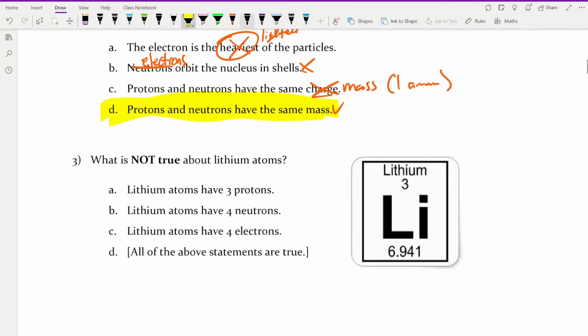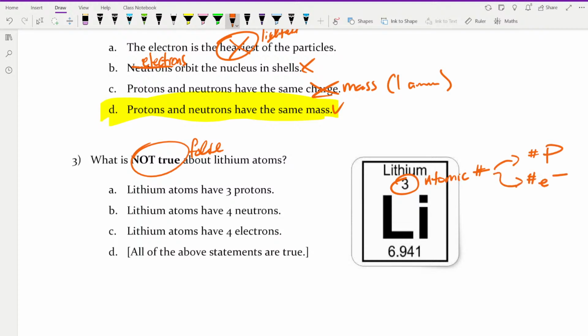What is not true? So again, we're looking for a false statement. So let's look. Lithium has 3 protons. Well, that's the atomic number, and the atomic number is the number of protons. And it will tell you the number of electrons. And then we use this number, which rounds to 7. We know that 7 must be made of the 3 protons and however many neutrons. The question is, what plus 3 will give you a mass of 7? That's got to be 4, so it's got to be 4 neutrons.